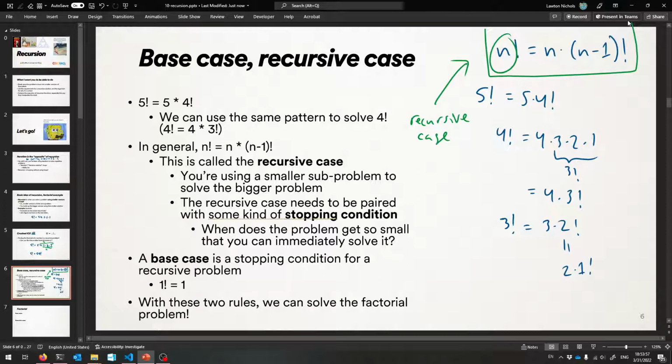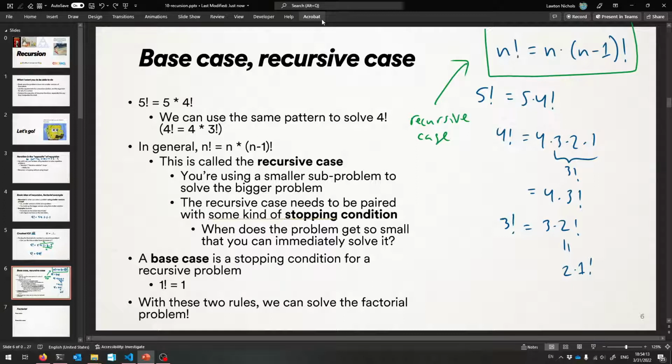So here is n factorial. It's defined in terms of n minus 1 factorial. We just noticed that pattern. Okay? So yeah, this is the recursive case. You're using that smaller subproblem. You're using the smaller factorial to build up the bigger factorial, the original n factorial.